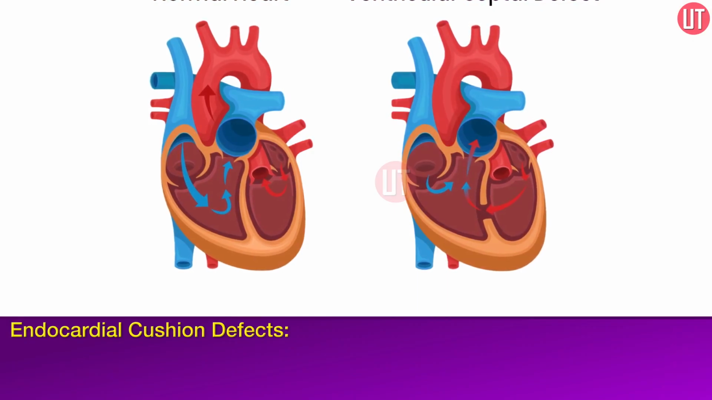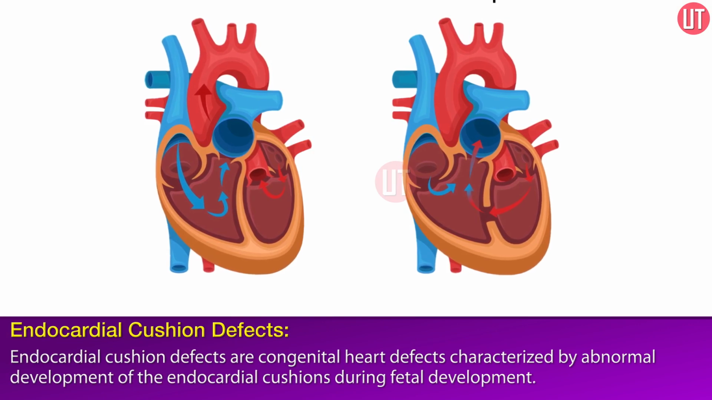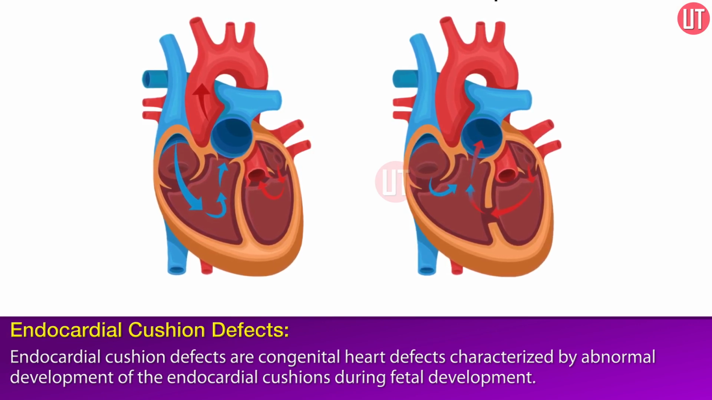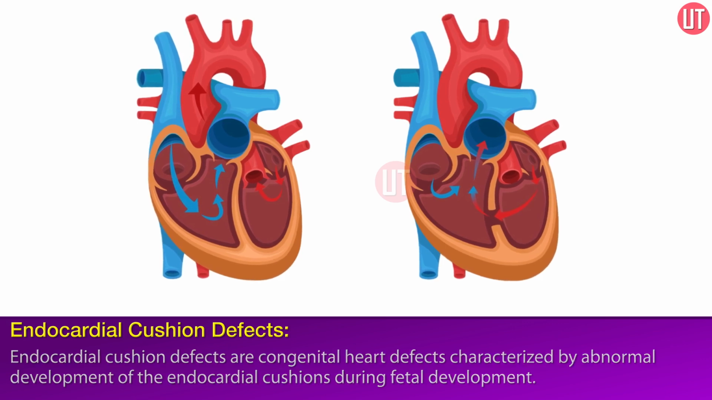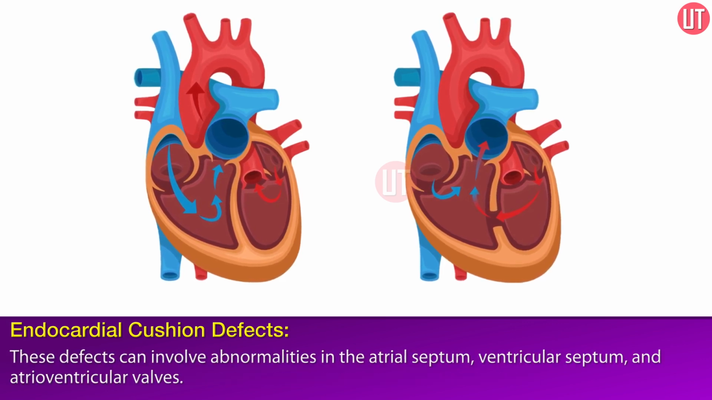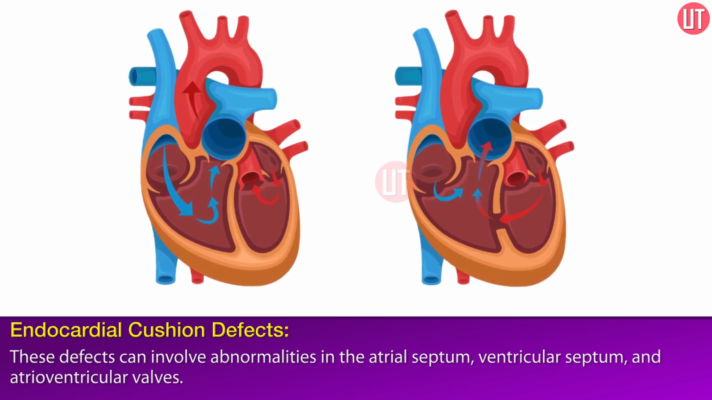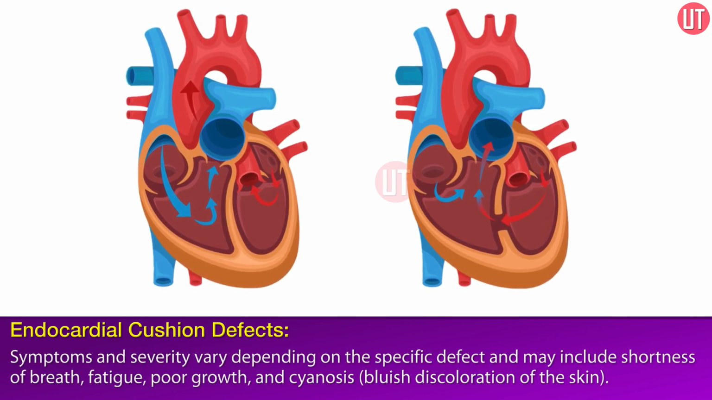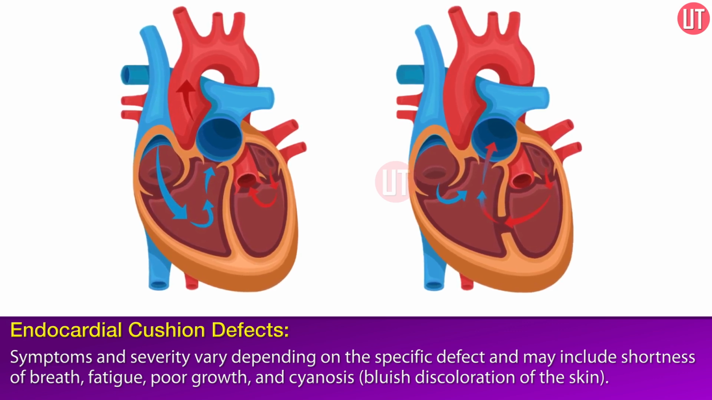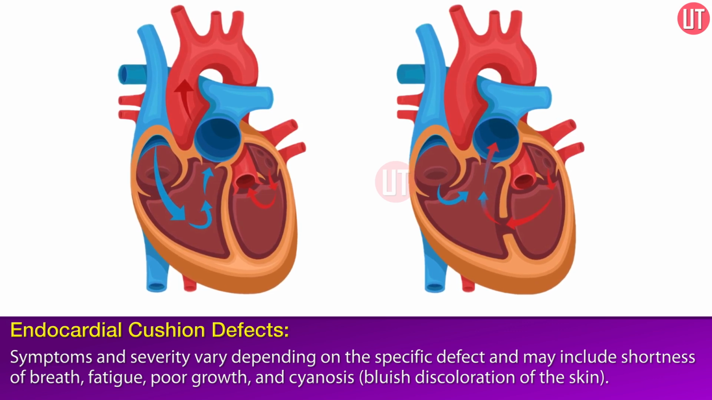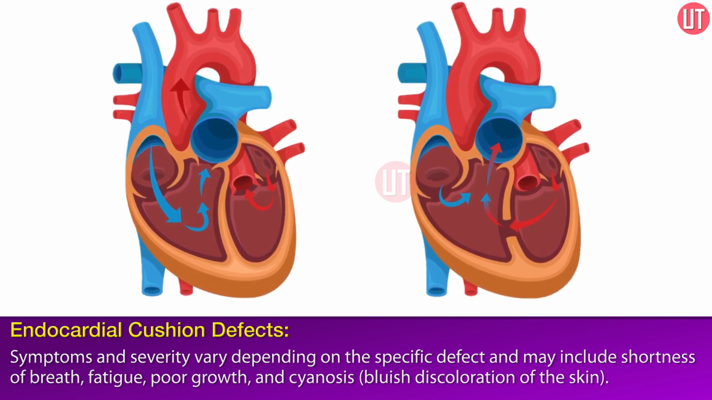Endocardial cushion defects. Endocardial cushion defects are congenital heart defects characterized by abnormal development of the endocardial cushions during fetal development. These defects can involve abnormalities in the atrial septum, ventricular septum, and atrioventricular valves. Symptoms and severity vary depending on the specific defect and may include shortness of breath, fatigue, poor growth, and cyanosis, bluish discoloration of the skin.